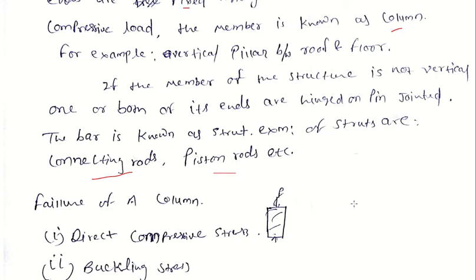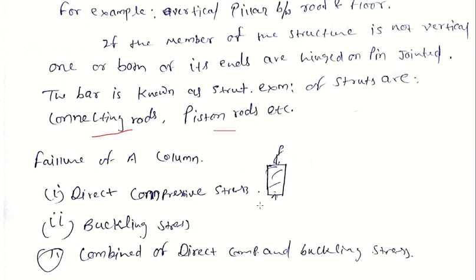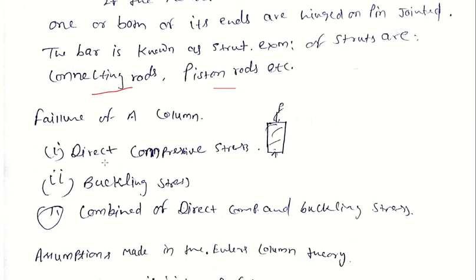Now the failure of the column. The column is taking a compressive load, so there is a direct compressive stress failure and a buckling stress failure. Due to these stresses, the column will fail. And the third one is a combination of direct compressive and buckling stresses, and due to this there is a failure. So failures in the column are of two types: failure of a short column and failure of a long column.